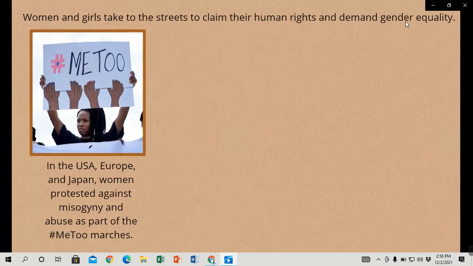The Me Too movement is a movement that helps support women who are survivors or victims of sexual abuse. So that is the Me Too movement. Aside from that, the Me Too movement focuses on any issues and concerns related to women around the world. So in the USA, Europe, and Japan, women protested against misogyny and abuse.